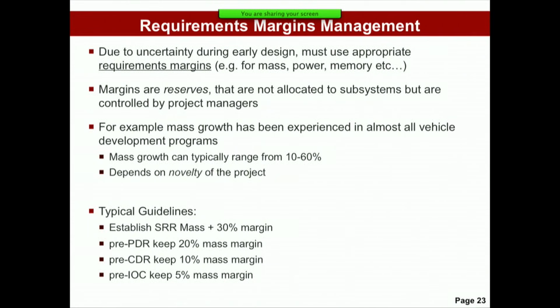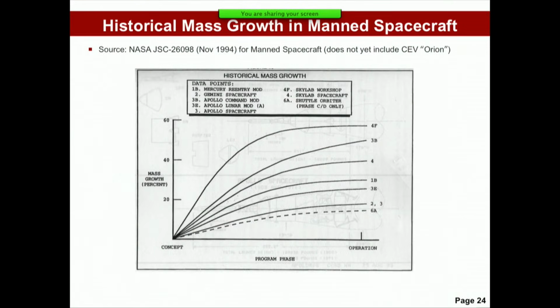So a typical guideline, specifically for mass margins, is about 30% reserve at the SRR, 20% at PDR, 10% at CDR, and keep about 5% right before you operate the system. IOC is initial operating capability. So here's some historical data.